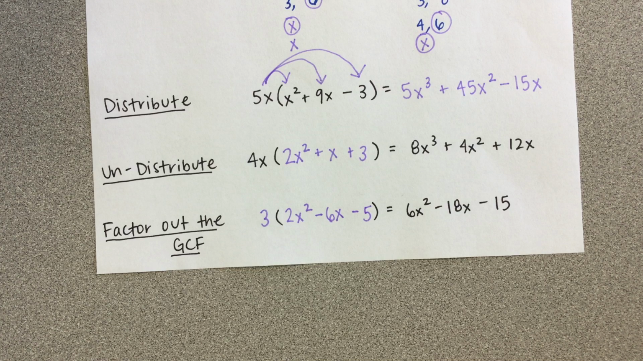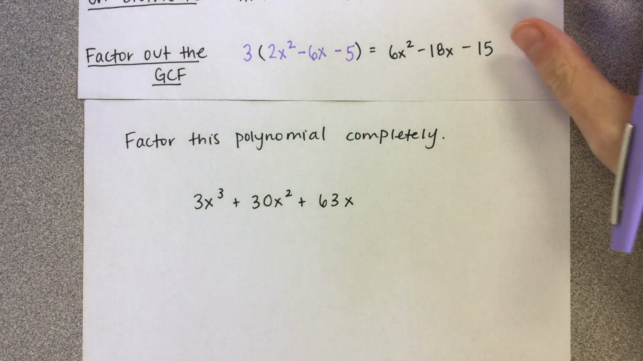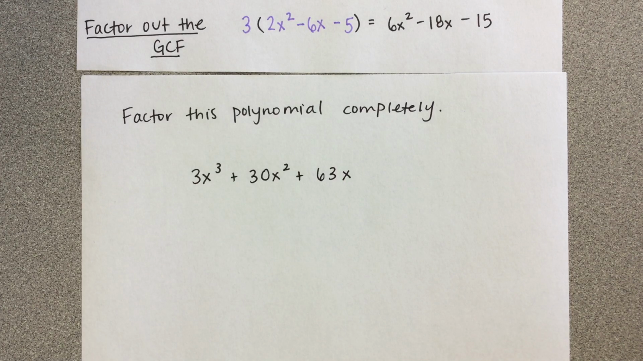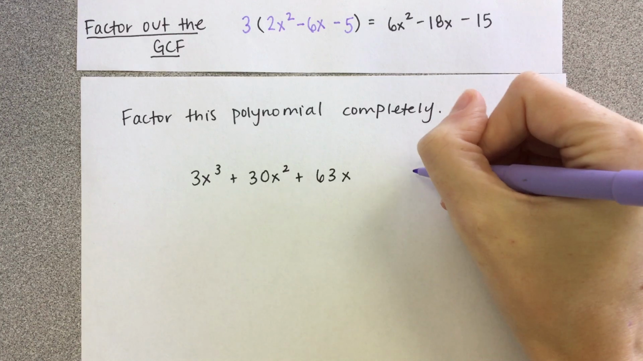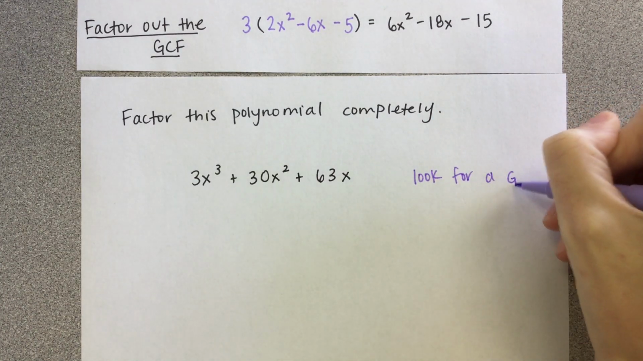All right, we're going to look at just one more. And the directions on this one are a little bit different. So what if it just says factor this polynomial completely? You might see some directions like this in the future. So the first thing you want to do is look for a GCF. I'm going to write that over here. Look for a GCF, or a greatest common factor.